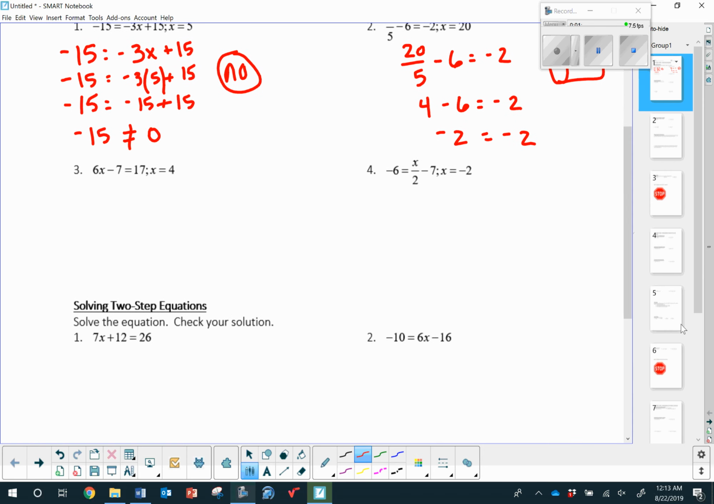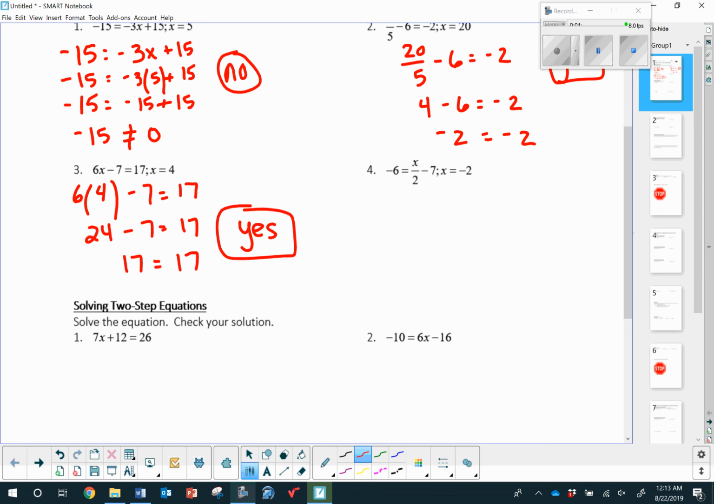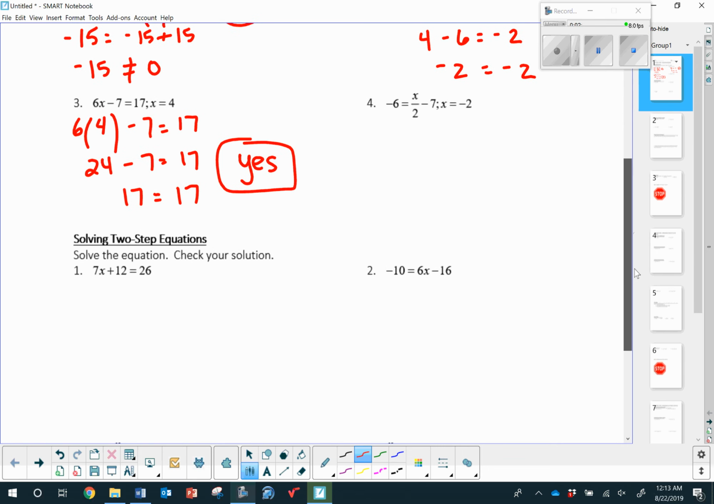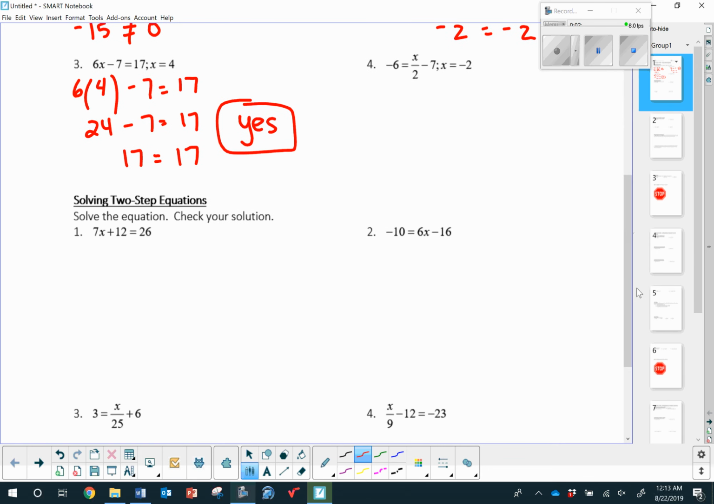Looking at number 3, still doing the same thing, just substituting that value for x in the equation. So 24 minus 7 does equal 17. So this one checks off. All right. I'm going to have you try number 4, and I'm going to get started straight away with the two-step equations. If you need to pause this video to work number 4, feel free to do so. Also, be sure and check your notes with the answer keys in each classroom.